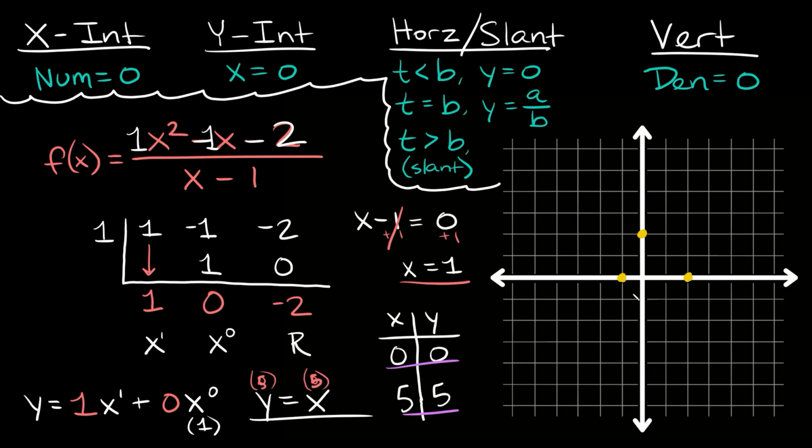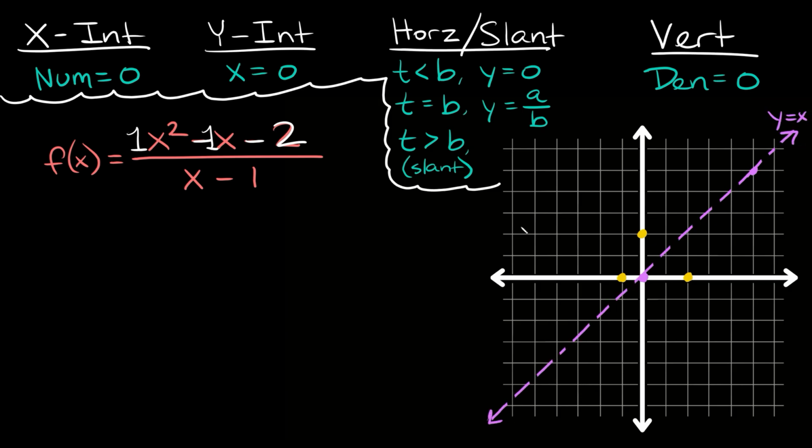So let's use purple. Again, 0, 0, that's just the origin. And then 5, 5. So 1, 2, 3, 4, 5. All right, there's our 2 points. And then we'll just draw a straight line through those 2 points. All right, now the last thing that we have to do is find our vertical asymptotes.